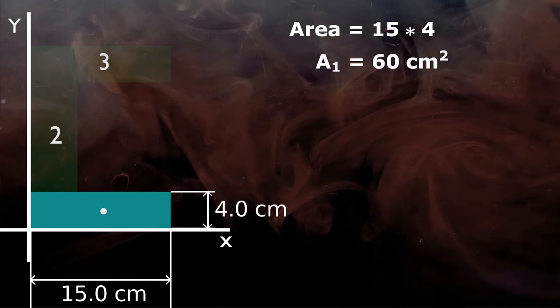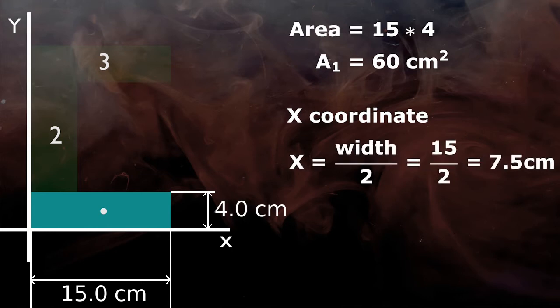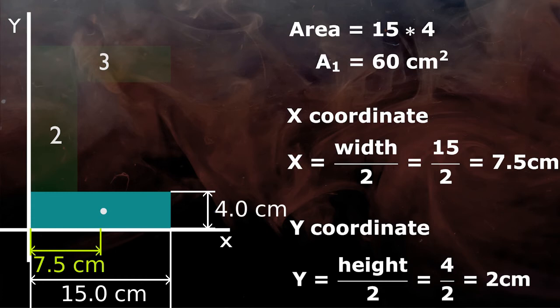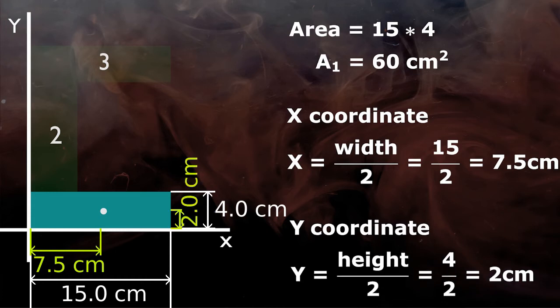The most important step is to find out x and y coordinates of individual shapes. If you know how to find it correctly, the problem of centroid is very easy to solve. So now, as we know, centroid coordinates of a rectangle are width by 2 and height by 2. X coordinate of rectangle 1 is the dimension in x direction, which is 15 divided by 2, that is 7.5 cm. And y coordinate is the dimension in y direction, which is 4 divided by 2, that is 2 cm.